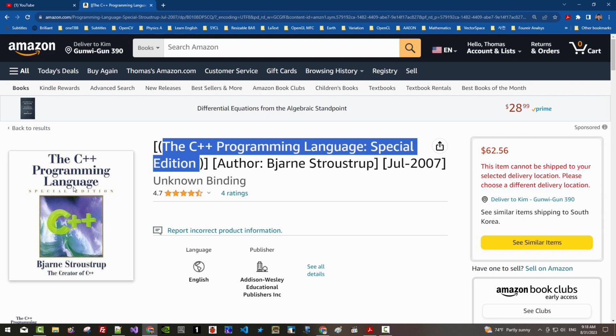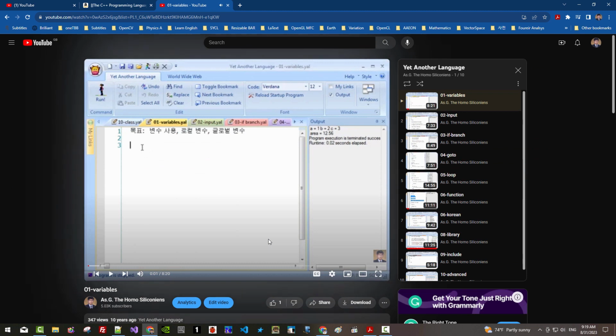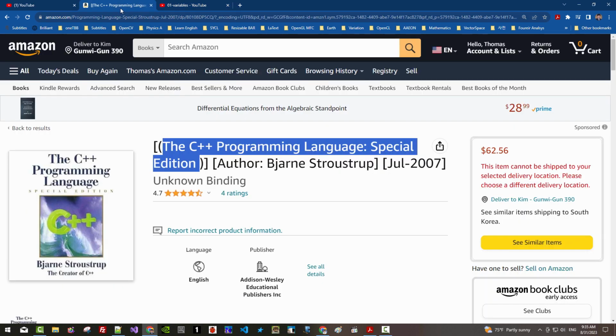After reading this book, I created a complete scripting language called Yet Another Language. I actually created an interpreting language. My point is, if you develop or improve your book reading skill, you can learn almost anything effectively.